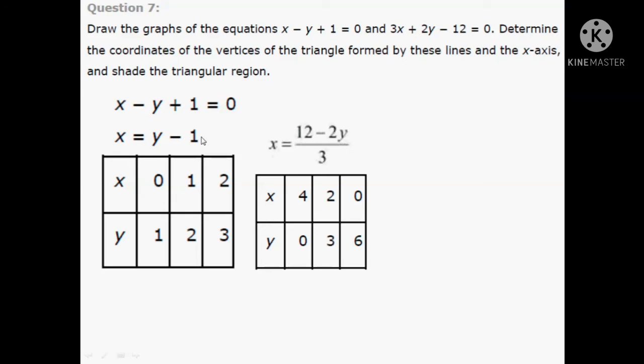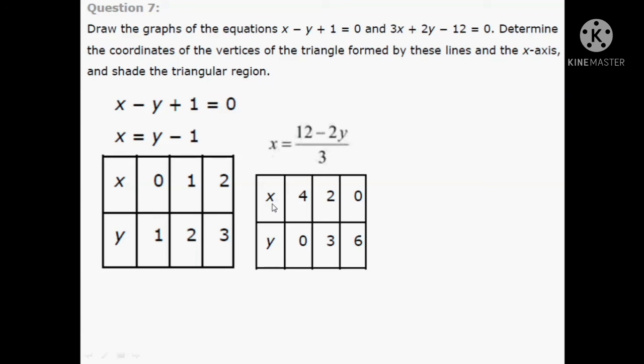and therefore x is equal to y minus 1. So we can make this table very easily. When x is equal to 0, y will be 1. When x is equal to 1, y will be 2. And when x is equal to 2, y will be 3. From the second equation, x is 12 minus 2y by 3. So we can make another table.